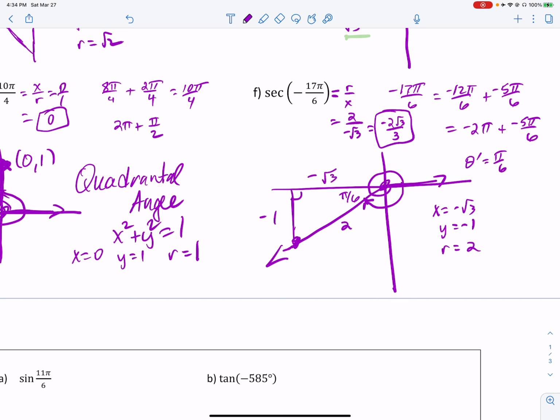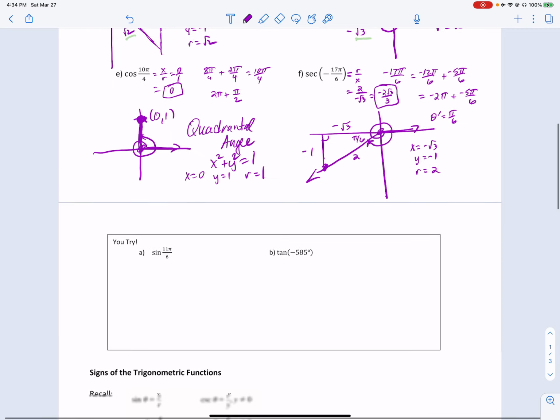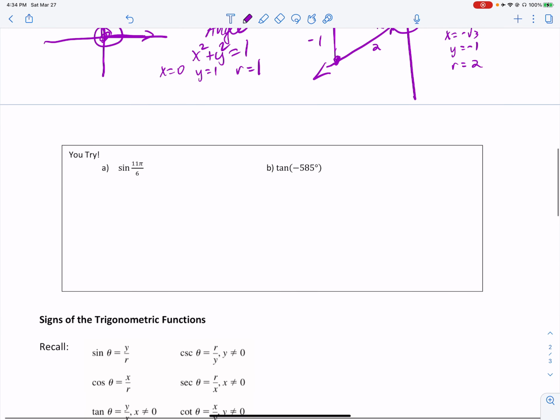So, have a couple of you try them. I suggest you pause the video and give it a shot to finish those up and see how you do. Your answer to the first should be a negative 1/2, and the answer to the second one should be a negative 1. Let's see how those worked out.